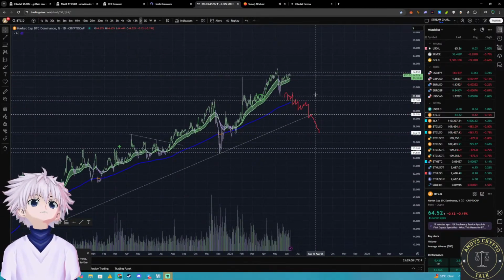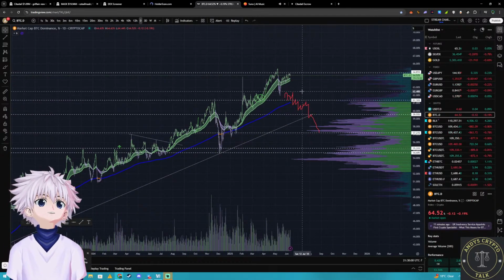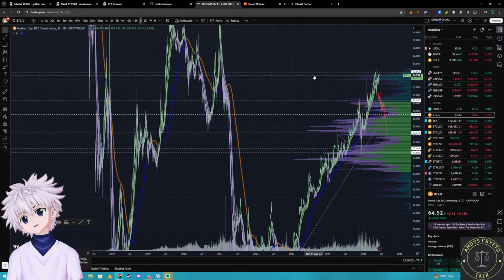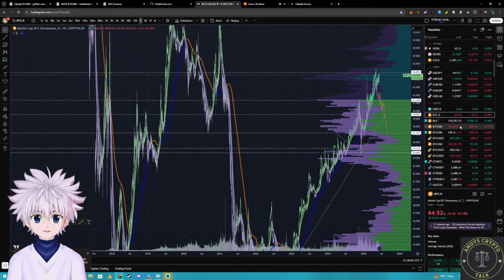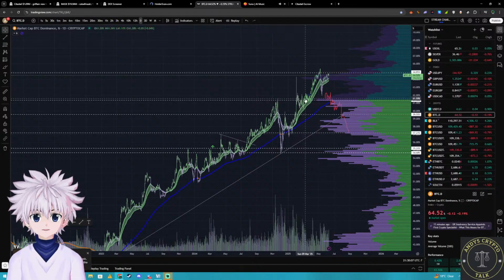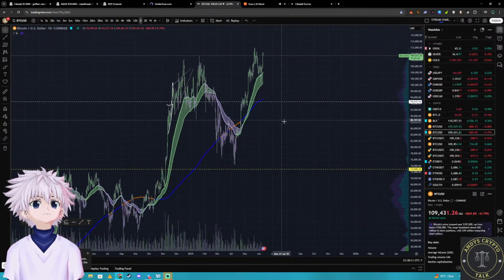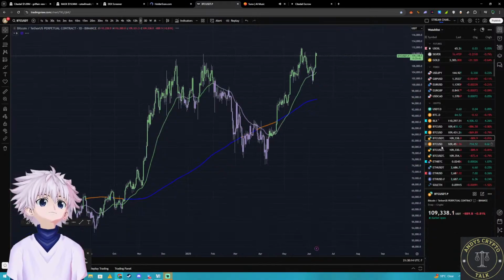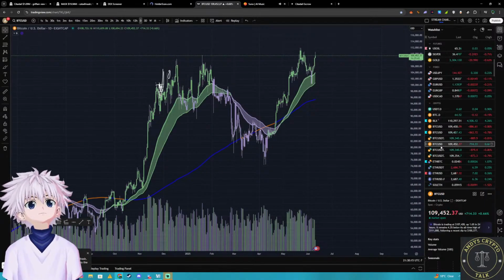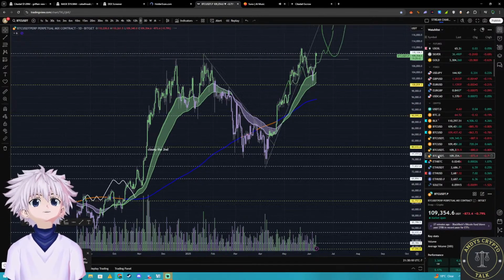So roll over here, if it rejects at this 64.85 mark that we had put out on the chart, I think you're going to see a little alt type season is what I would call it. All these charts looking just a little bit different, right?